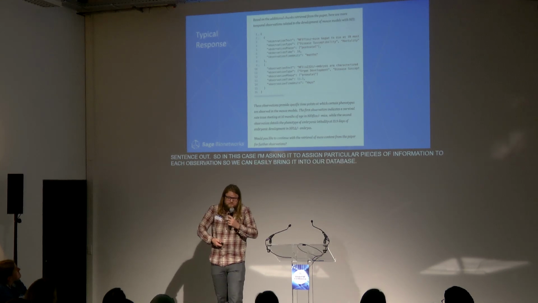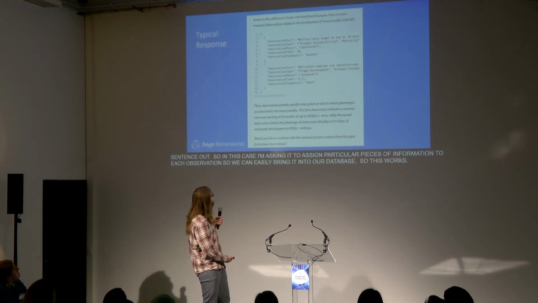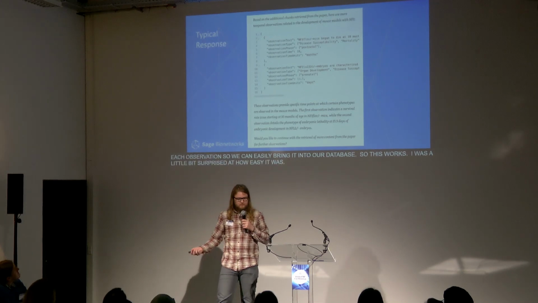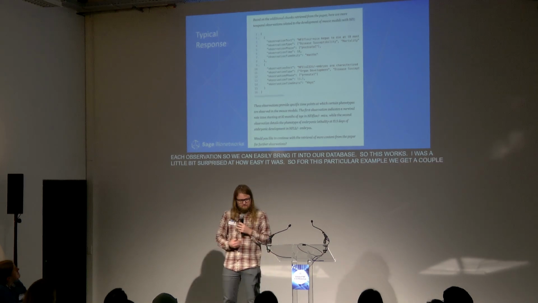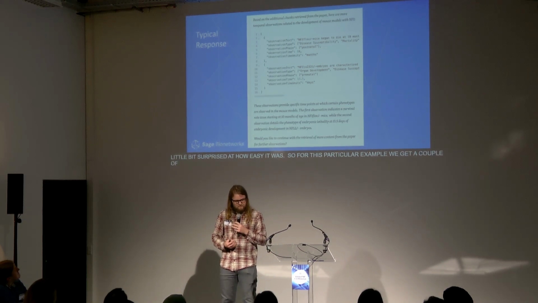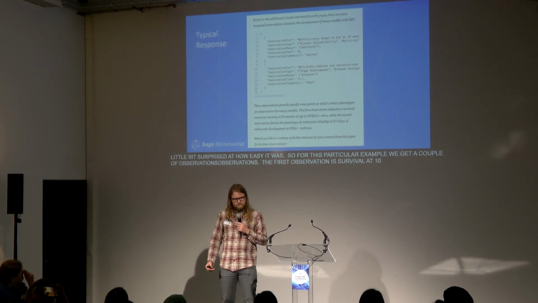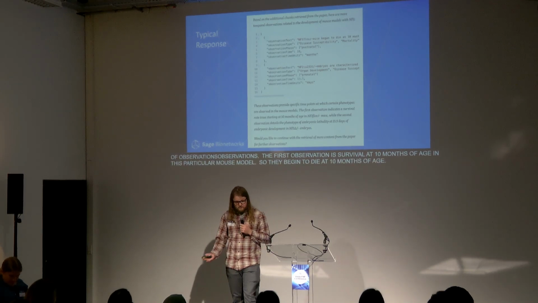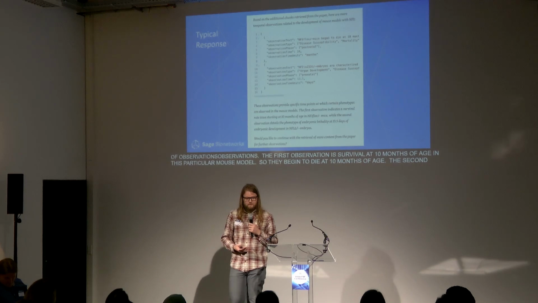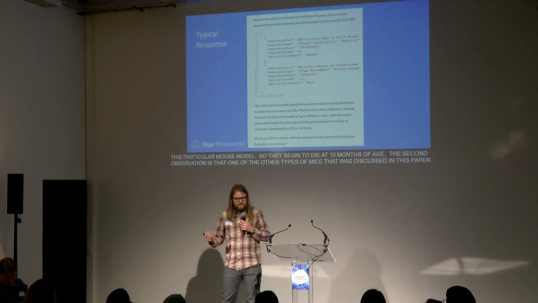And so this works. I was a little bit surprised at how easy it was. For this particular example, we get a couple of observations out. The first observation is a survival rate issue starting at 10 months of age in this particular mouse model. So they begin to die at 10 months of age. And the second observation is that one of the other types of mice that was discussed in this paper has an embryonic lethal phenotype at E13.5.